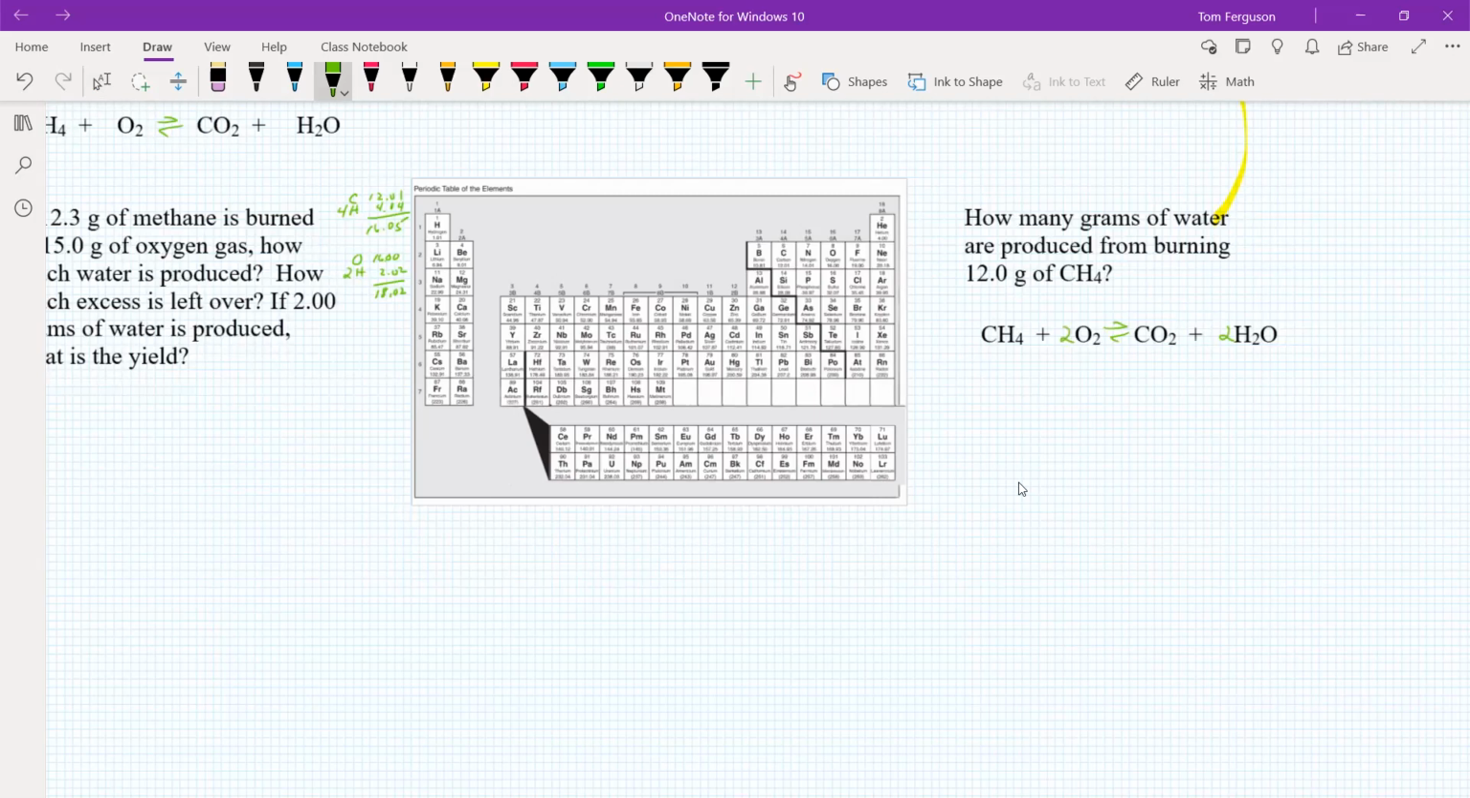Okay, so given is 12 grams of methane. And the first step always is to take the given and convert it to moles. Okay, so carbon is 12.01 and hydrogen is 1.01, and there are 4 of them. So that's 16.05 total.